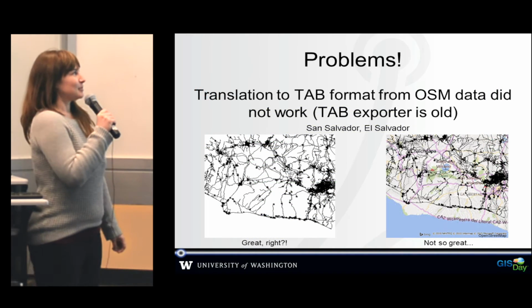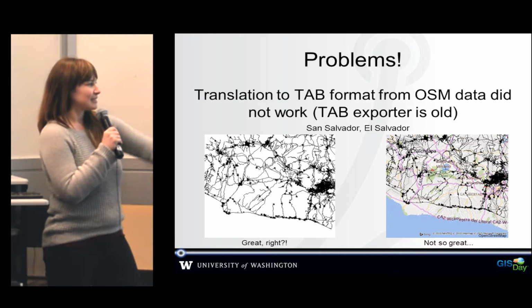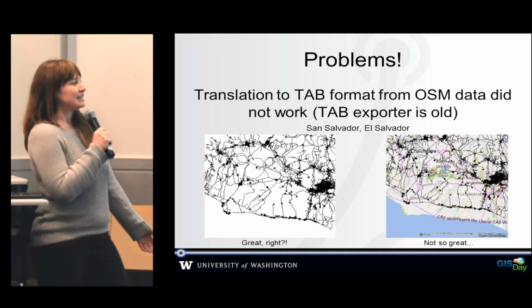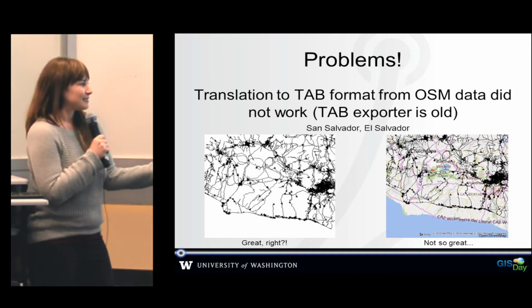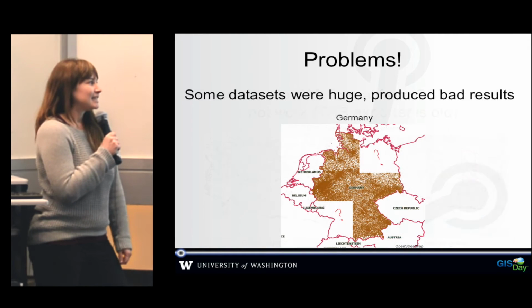Except we started running into problems. I noticed in El Salvador, the data was misaligned. I exported it directly to tab format. It looked great right away. Then I compared it to a base map. It's off. No matter what I did to fiddle with projections, it never worked.